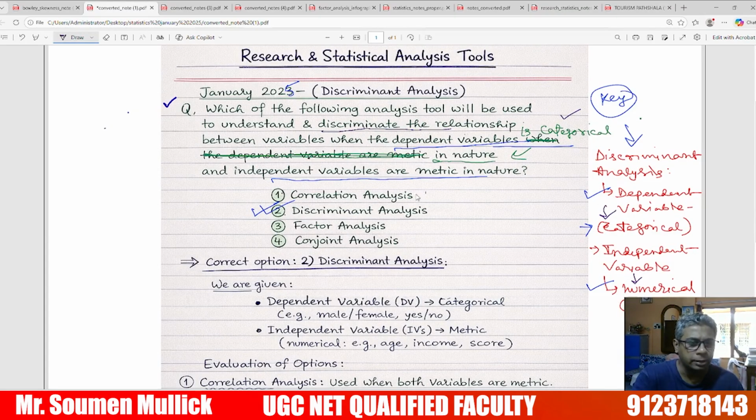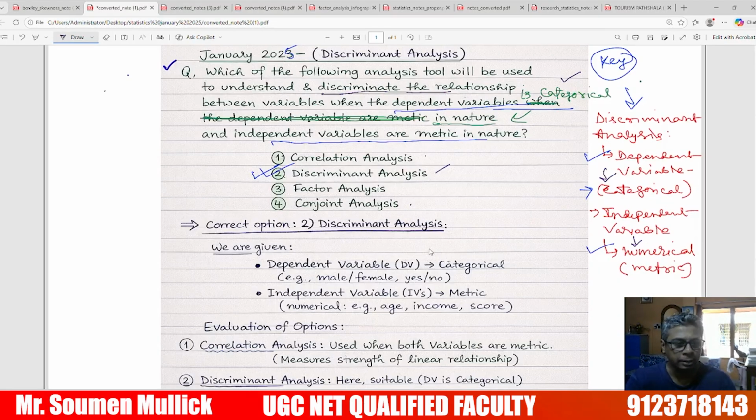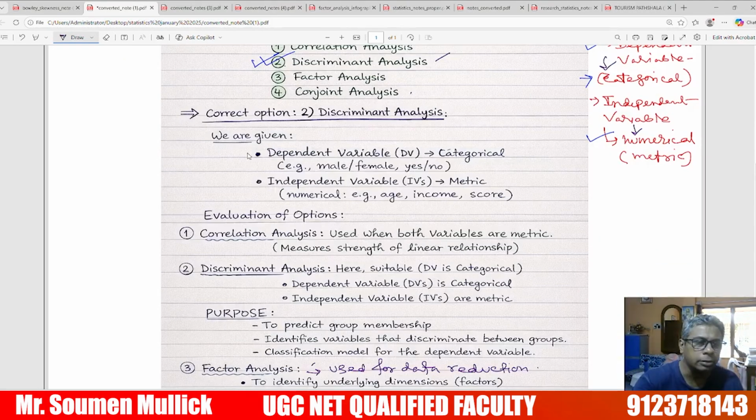Number one, correlation analysis. Number two, discriminant analysis. Number three, factor analysis. Number four, conjoint analysis. Under this section, we have to choose the correct option. The correct option is discriminant analysis. Why discriminant analysis? Because they have given the dependent variable as categorical, for example male, female, yes or no. Independent variables are metric, meaning numerical: age, income, score, like this.